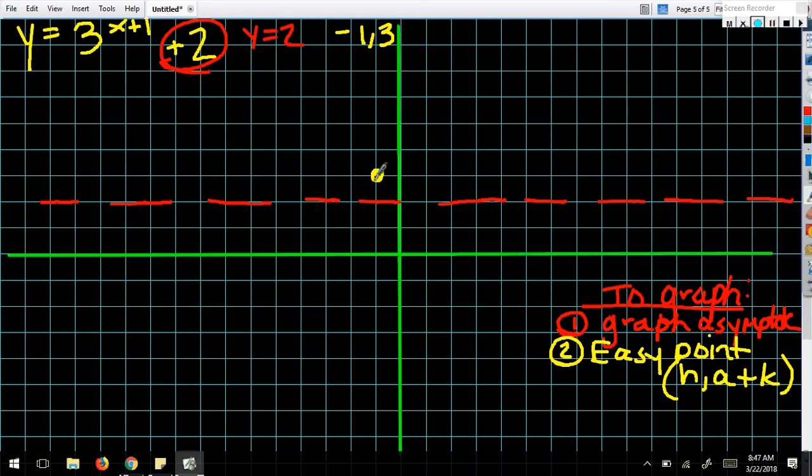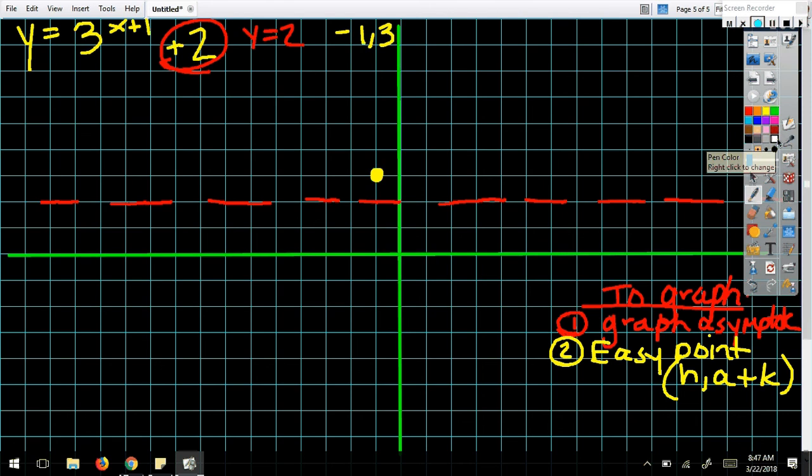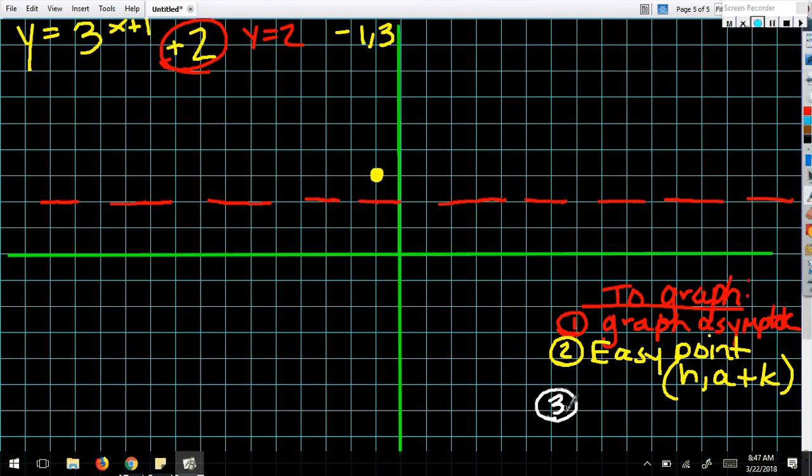Did we all see where that came from? Yes. Okay. So now I need one more point. This is the only part where you're actually going to have to do a little bit of work. You hate work. Okay. We need another easy point. I'm going to call it easy point 2.